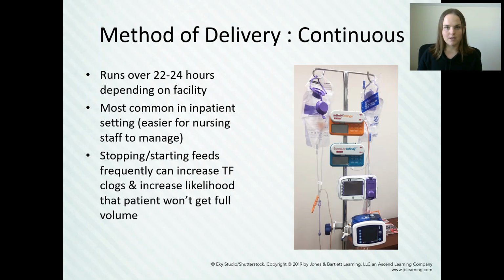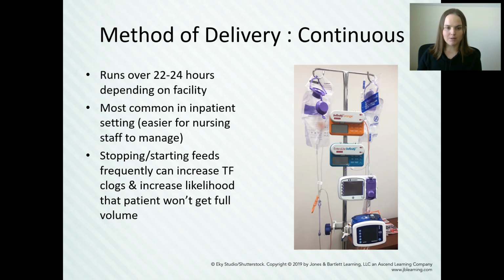Continuous feeds are definitely the most common option in the inpatient setting or the hospital setting because it's much easier for the nursing staff to manage this. They don't have to worry as much about fluctuation in blood sugars. They don't have to worry about going in and out to stop the feed, to restart it. Nurses have a lot of patients that they're taking care of, and so they can't be in the room constantly.